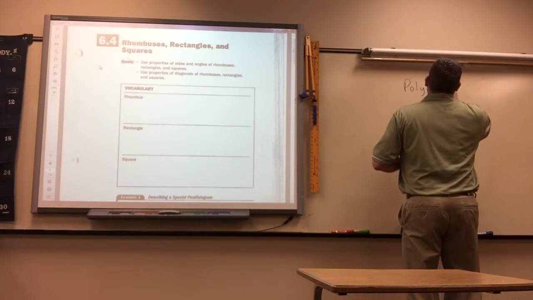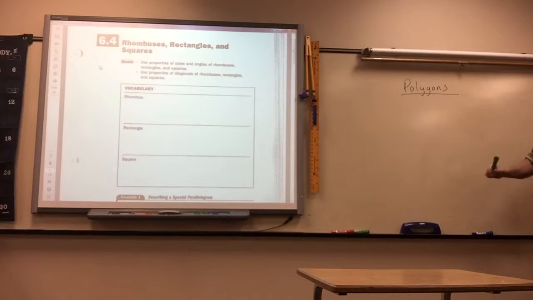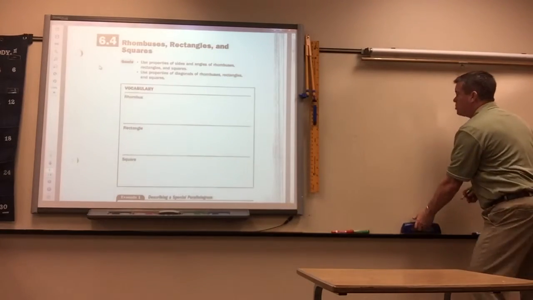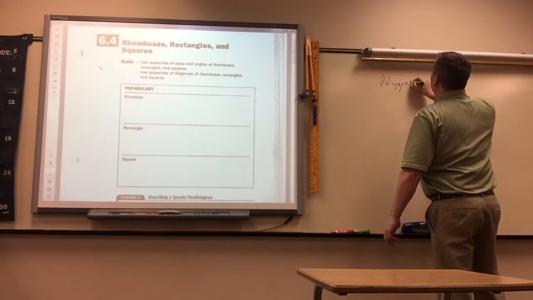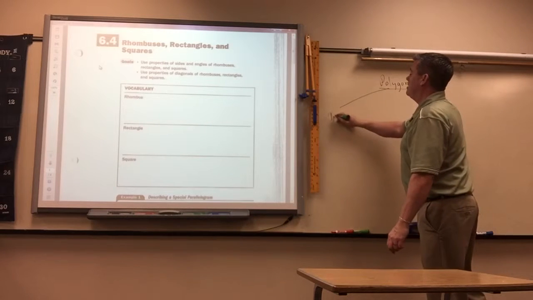Okay, we talked about polygons. Polygons, remember, have no curves in them, all straight lines. They are closed and no sides intersect. So there are different types of polygons. We've already done the triangles.